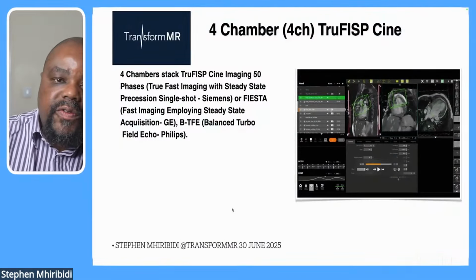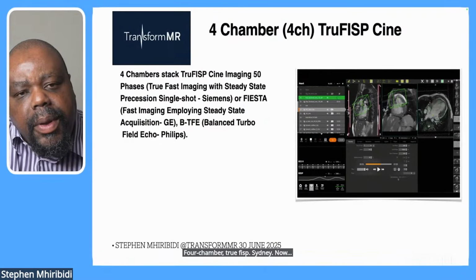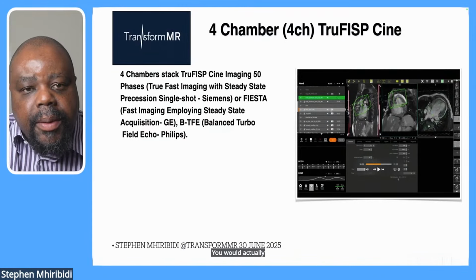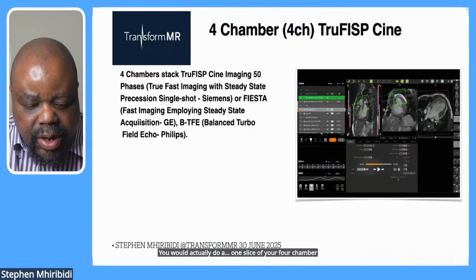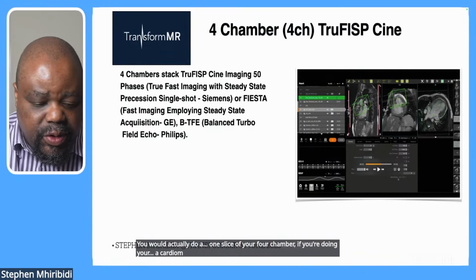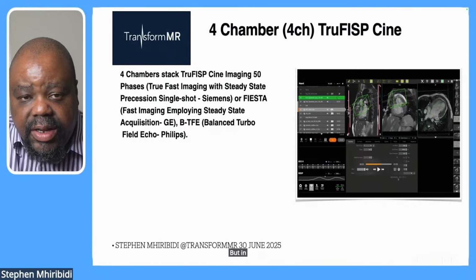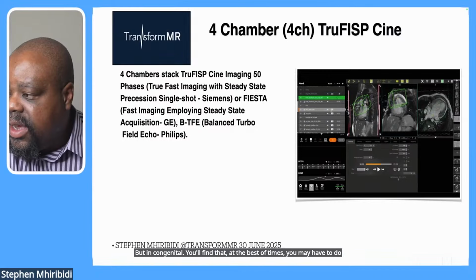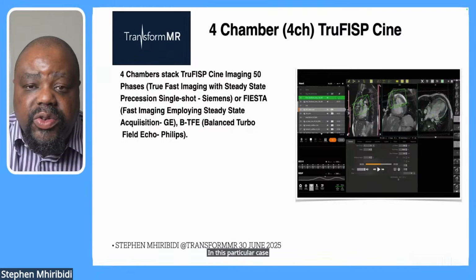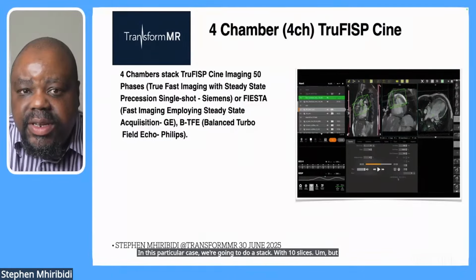4-chamber true FISP cine. Now, normally you would do one slice of your 4-chamber if you're doing your cardiomyopathies or your standard cardiac MRI. But in congenital, at the best of times, you may have to do stacks. In this particular case, we're going to do a stack with 10 slices. But first, your true FISP.